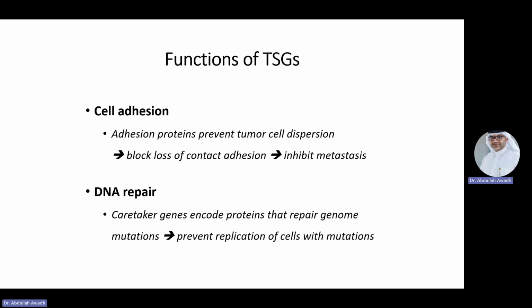Tumor suppressor genes can help as caretaker genes, prevent replication of cells with mutations. So they can sense if there is damage to the DNA and therefore prevent cell replication and eventually cause apoptosis. So it has its own mechanism of repairing the genome.